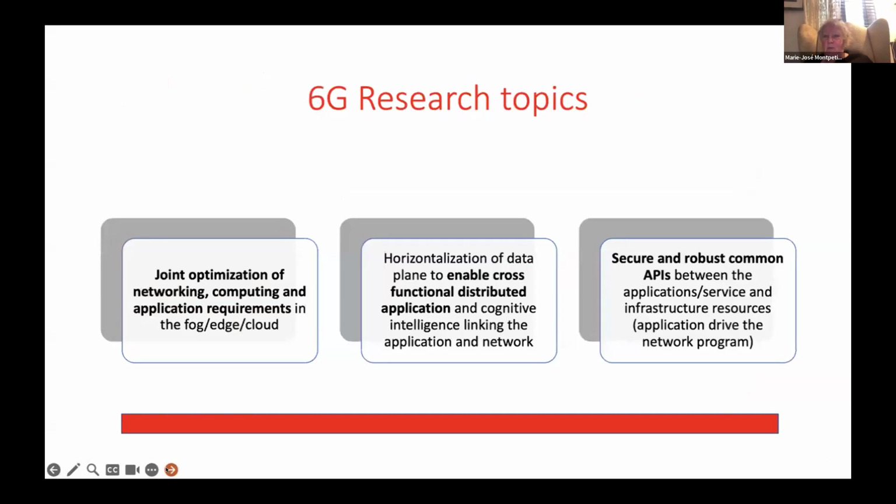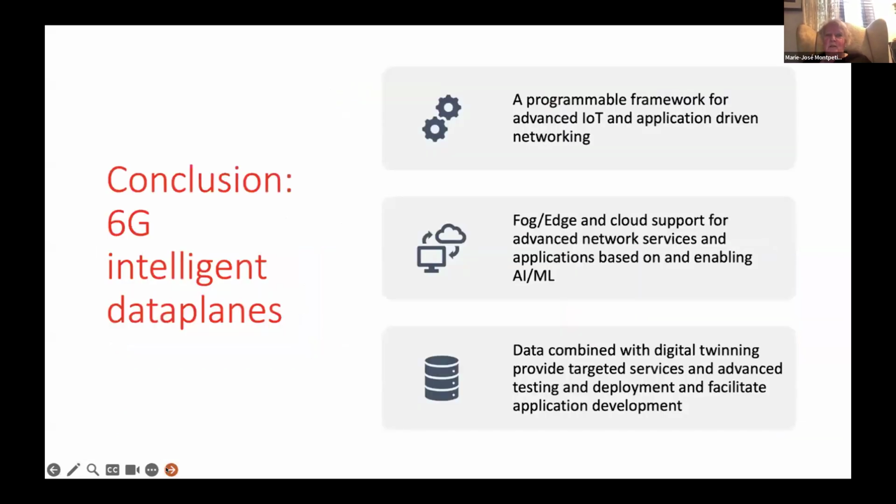So, research topics. I'm a researcher. Again, joint optimization of network computing and application requirements, enabling cross-functional and distributed applications, and cognitive intelligence linking the application and network. And again, for me, very important, especially when you do digital twins that actually query the data, and for anything that gathers data: secure and common APIs, so that we can get access to the data in a secure and private way. So that's my conclusion.